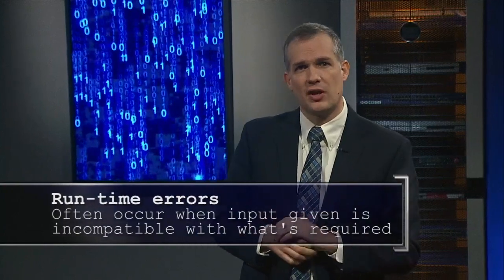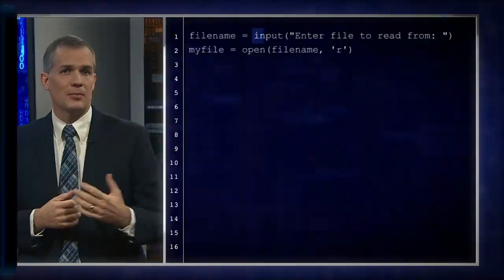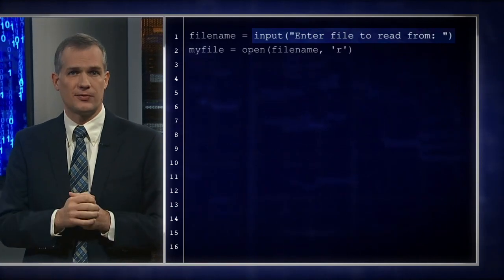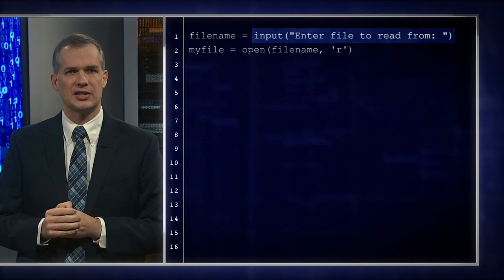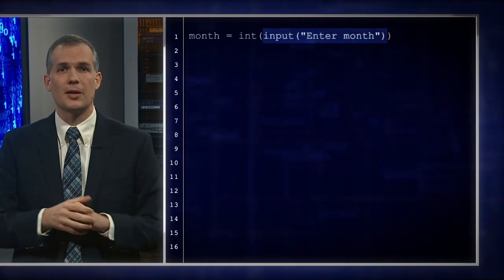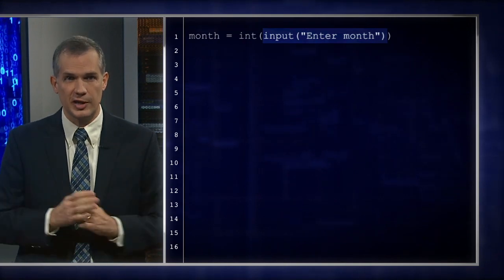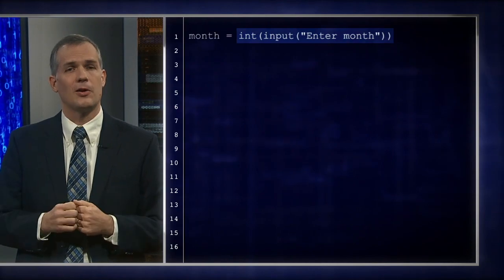Now, other errors that you might not find until the program is actually running are called runtime errors. Many runtime errors will involve someone giving input that's incompatible with what's required. Maybe you have code where you ask the user for a file to read in. And what happens if the user gives you a file that doesn't exist? Or maybe you're asking for a month, expecting the person to enter a number, and they actually type in January. Well, this would cause your conversion from a string to an integer to fail.